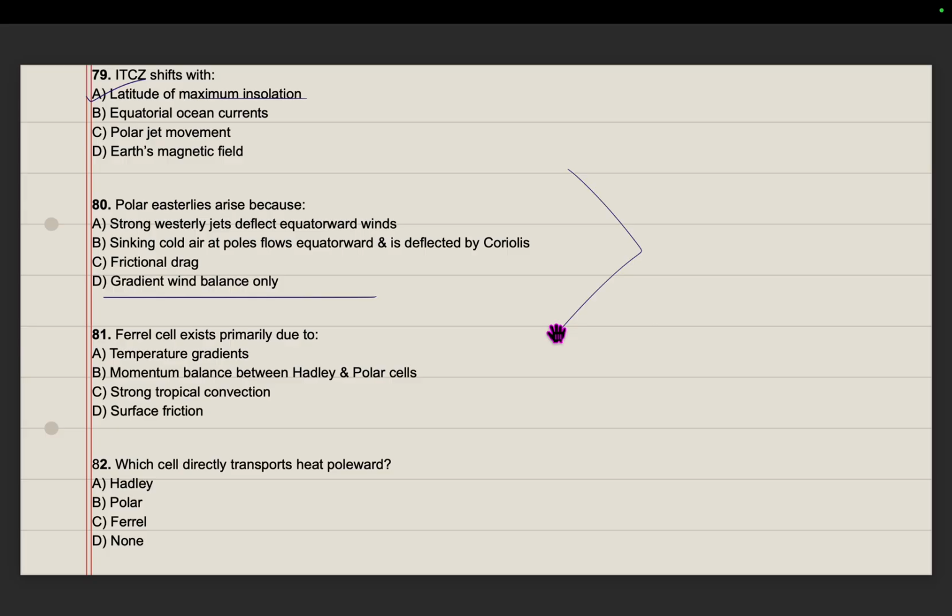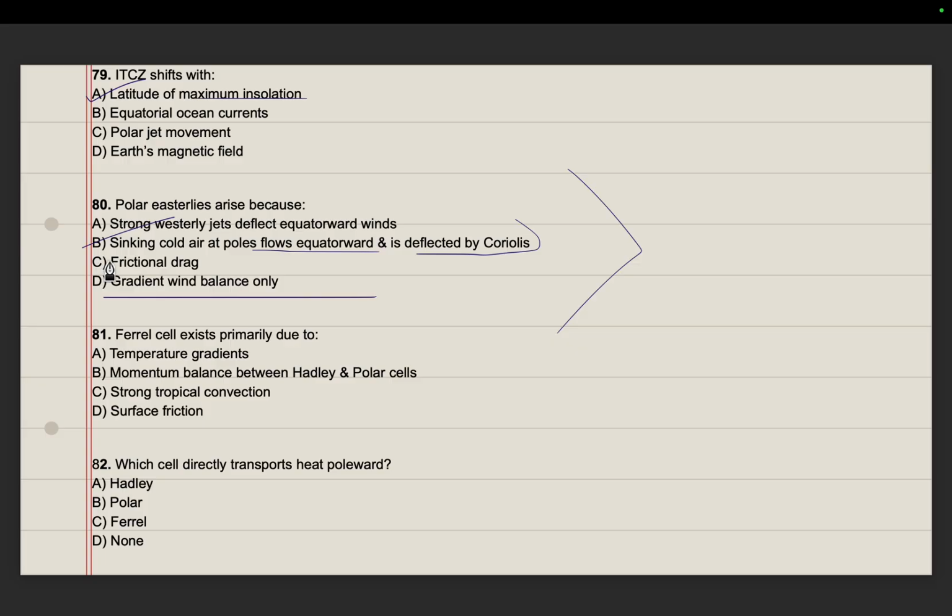Polar easterlies arise because of option D. This is option D, correct. Sinking air at the poles flows equatorward, and it cannot fully flow equatorward. It has to be deflected by Coriolis, a high amount of Coriolis force. Question 80, option B is correct.